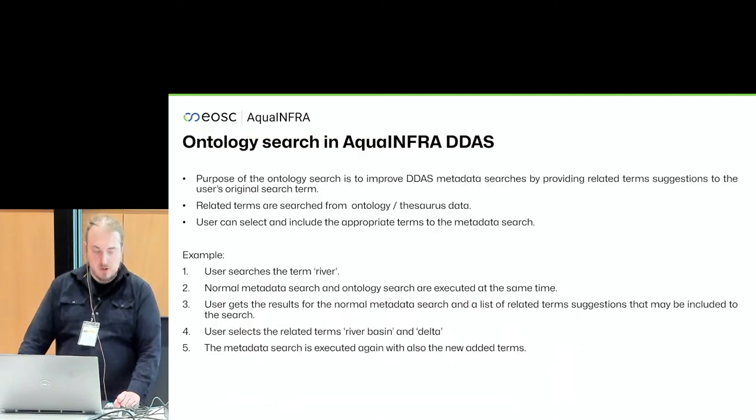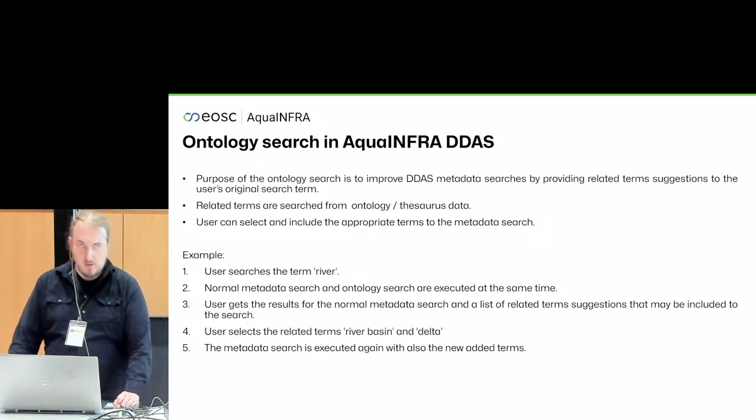And now to the ontology search. The purpose of the ontology search is to improve the DDAS metadata searches by providing related term suggestions to the user's original search terms. These related terms are searched from ontology or thesaurus data, and here the user can select and include the appropriate terms in the metadata searches.